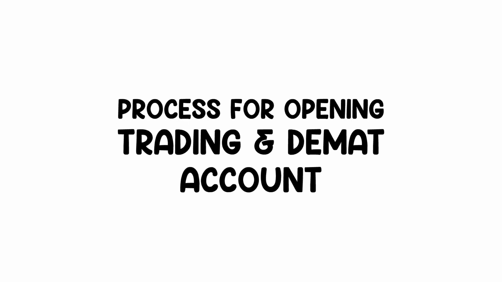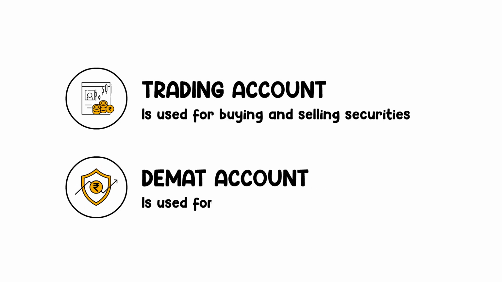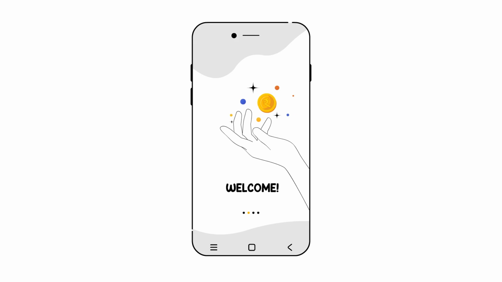Process for opening trading and Demat account. Trading account is used for buying and selling securities. Demat account is used for holding securities in electronic form. Go to the website or app of the SEBI registered broker.